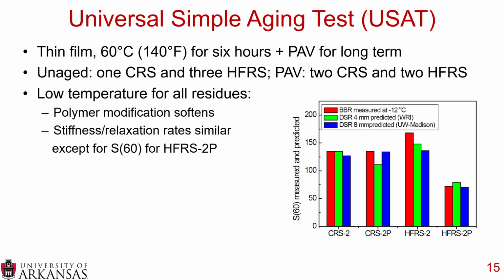So you can see here, this is the stiffness at 60 seconds. And specifically, I'd like you to take a look at these 4 different binders. You can see overall, the polymer modification does soften it, especially for the high floats a little bit. And all of the other 3, the CRS-2, CRS-2P, and the HFRS-2, had similar stiffness and relaxation rates, except for the polymer modified high float, which was interesting. So there's some sort of interaction going on between having it be a high float and having it be polymer modified.